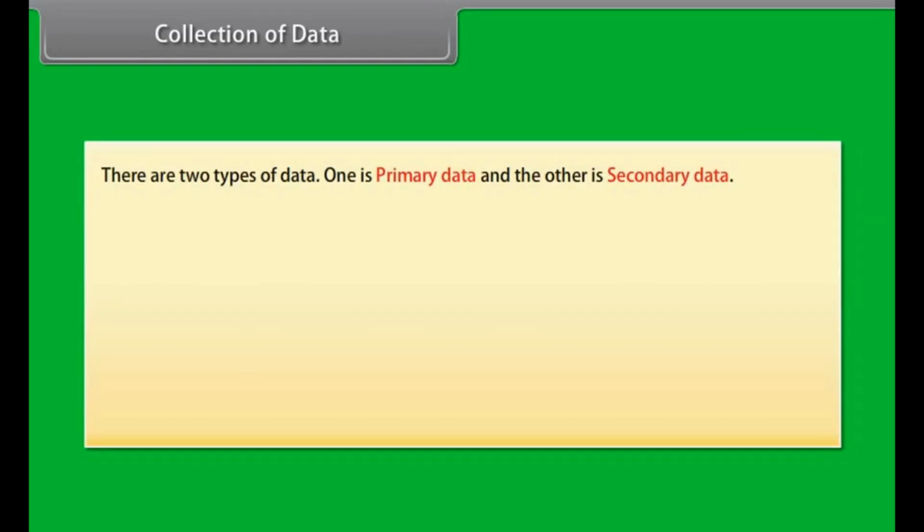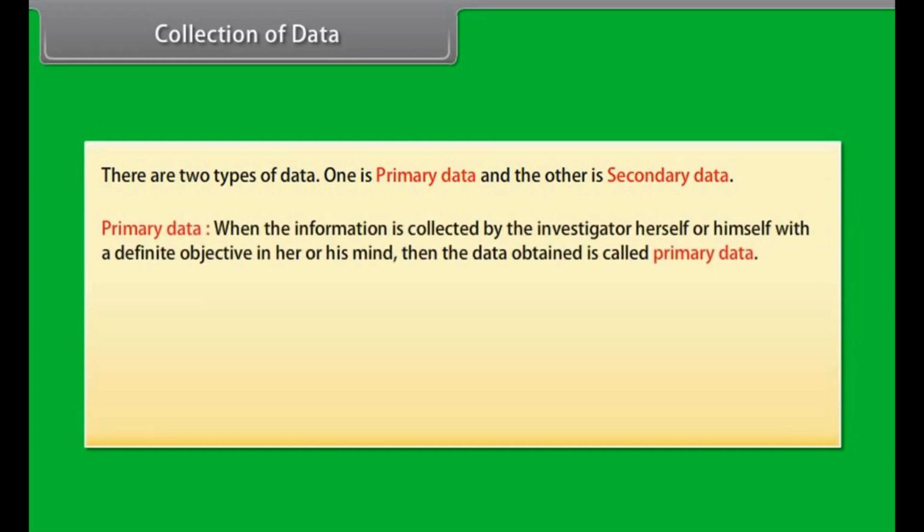Collection of data. There are 2 types of data. One is primary data and the other is secondary data. Primary data. When the information is collected by the investigator herself or himself with a definite objective in her or his mind, then the data obtained is called primary data.